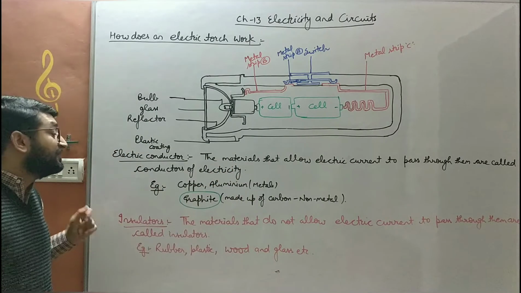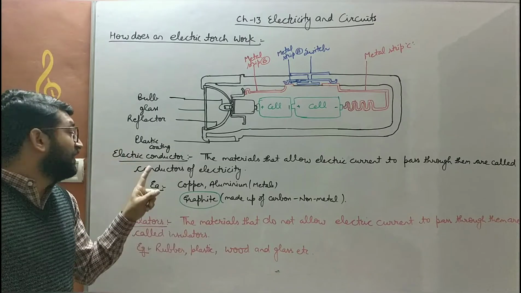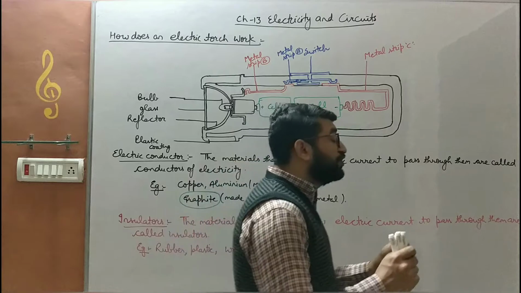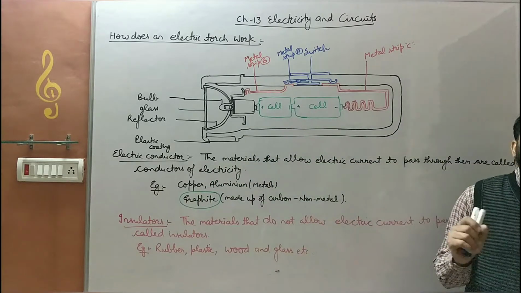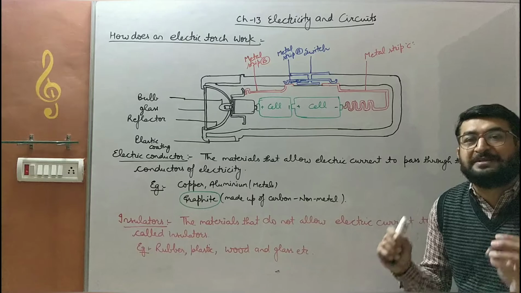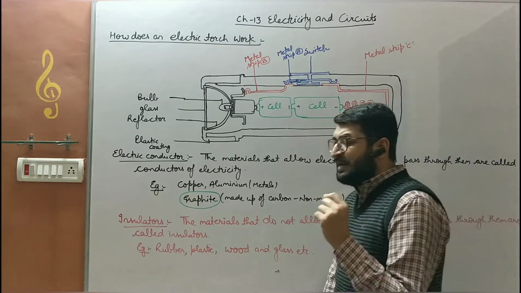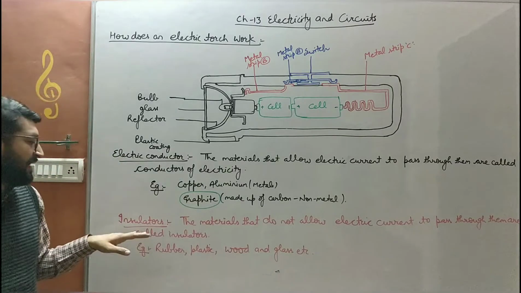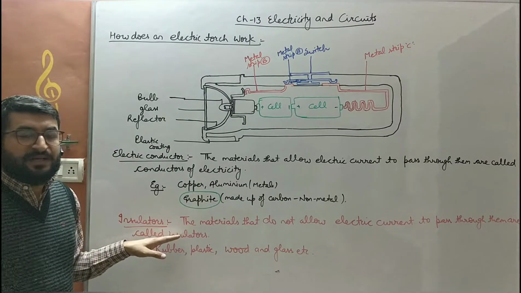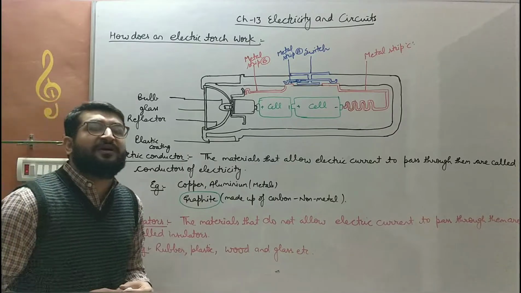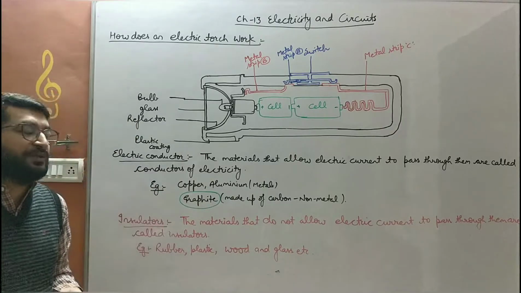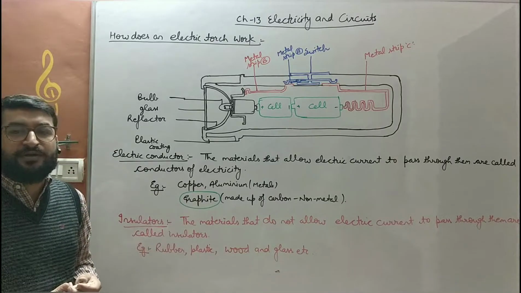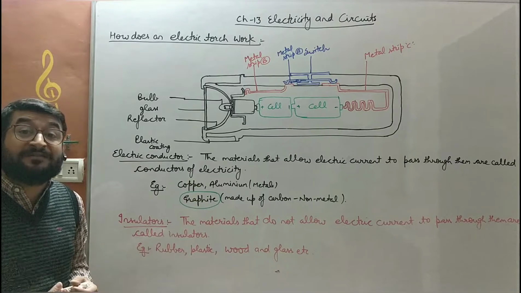The next one, what are insulators? Exact opposite, beta. The second one is exact opposite. The materials which do not allow the electric current to pass through them. जो मटेरियल्स अपने वैसे इलेक्ट्रिक करंट या इलेक्ट्रिसिटी को पास होने नहीं देते, उन्हें हम इंसुलेटर्स कहते हैं. The materials which do not allow electric current to pass through them or electricity to pass through them are known as insulators. Rubber, plastic, wood, they are made up of non-metals.